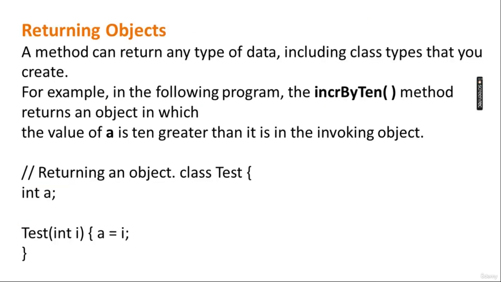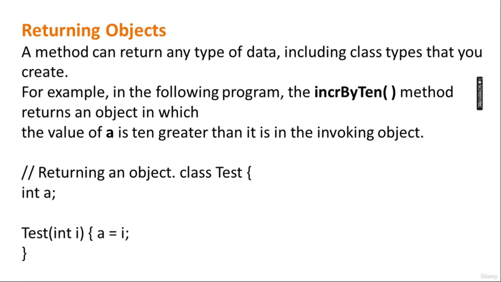Now, returning objects. A method can return any type of data, including class types that you create. So a method can return any type. It can return int, float, double, or it can also return an object. For example, we will see our example increment by 10 method, which returns an object in which the value of a is 10 greater than it is in the invoking object.